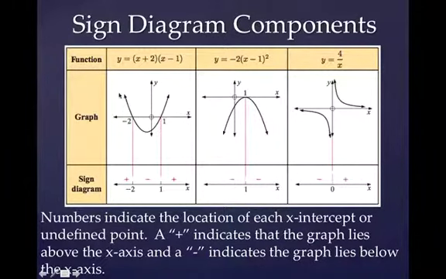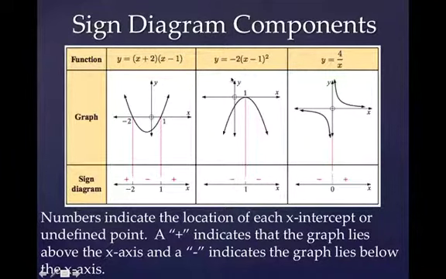And since the graph is above the x-axis here, we put a plus, below minus, above plus, and then that's it. So this sign diagram tells us pretty much all that we need to be able to do any further calculations, especially when we're doing calculus and we're trying to find maximum and minimum points.